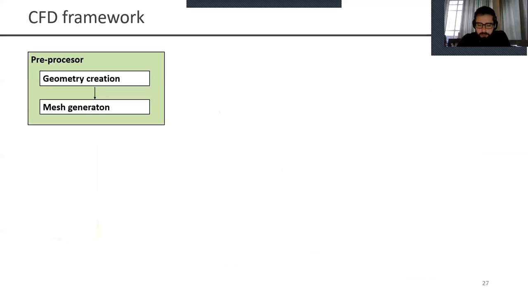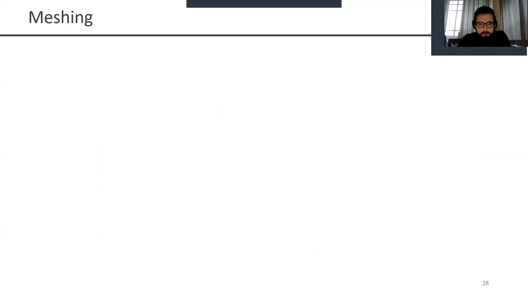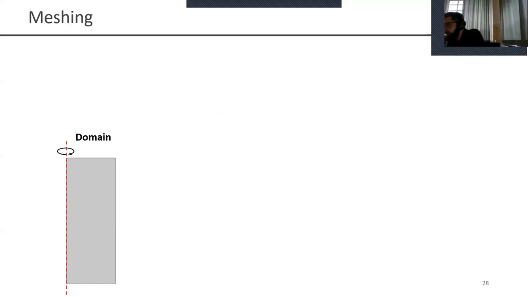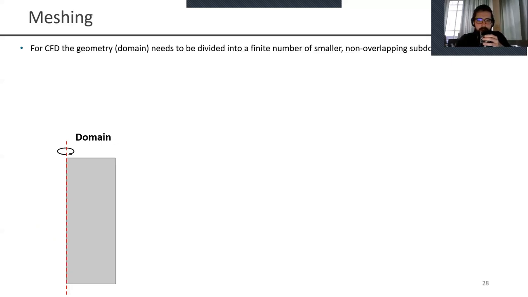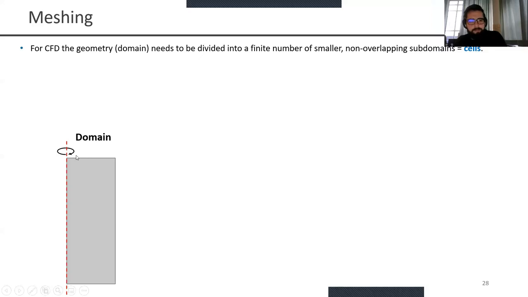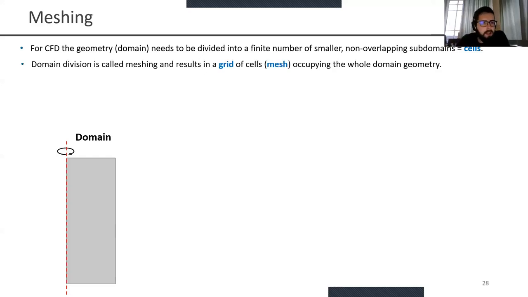So once we have obtained the geometry, we go to the mesh generation, and a few words about the meshing itself. This is the geometrical domain that we obtain. For CFD purposes, this domain needs to be divided into a finite number of smaller non-overlapping subdomains called cells. This division gives us a mesh, and the whole process is called meshing. These cells have to occupy the whole domain that we would like to calculate, through the meshing and the finite volume method.